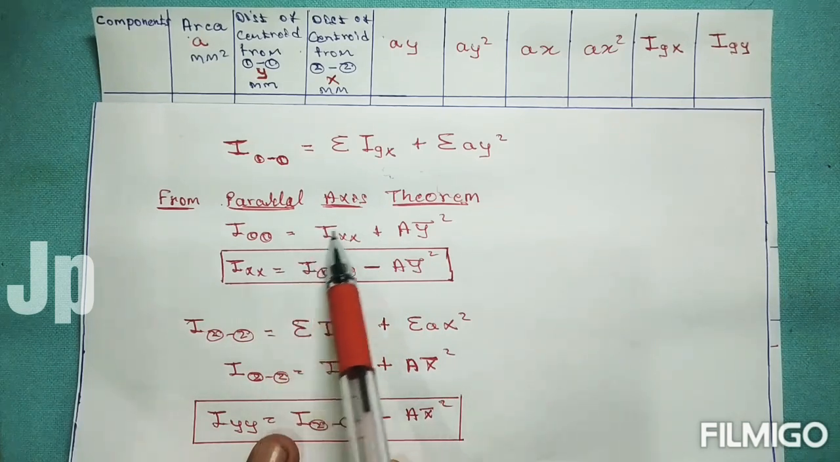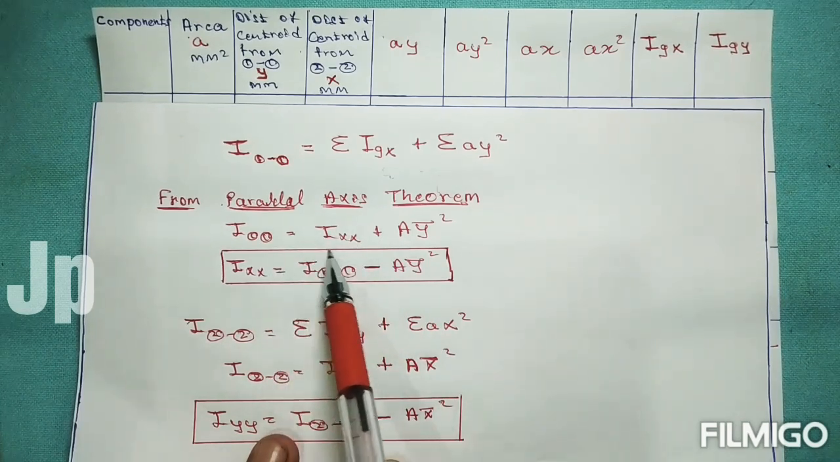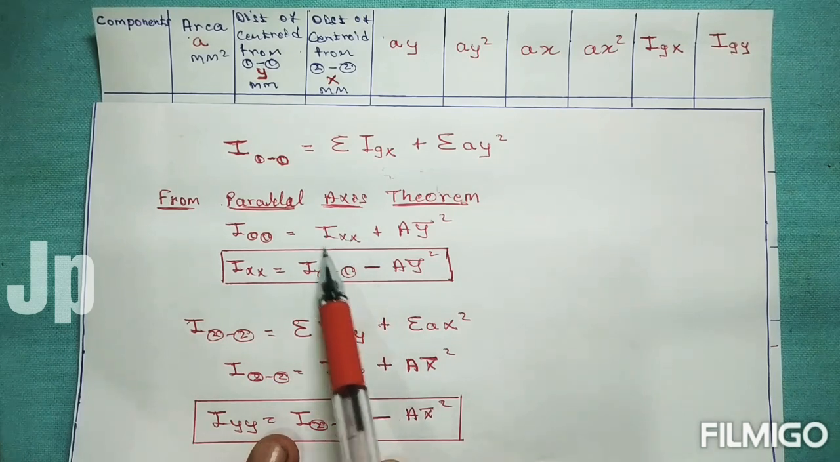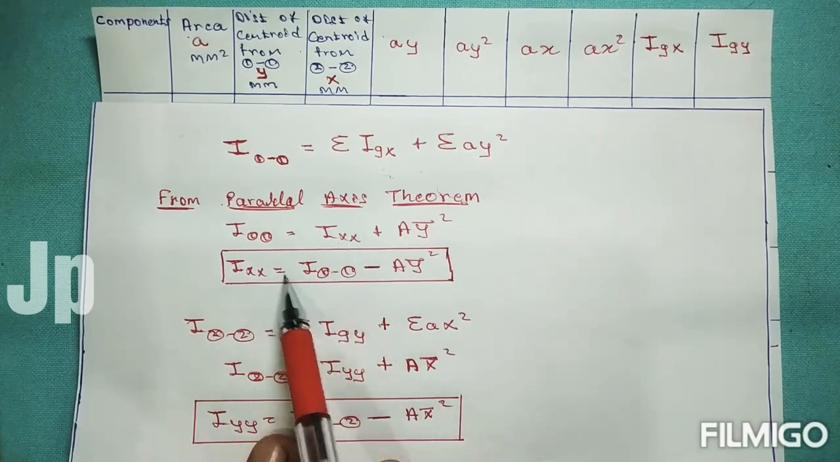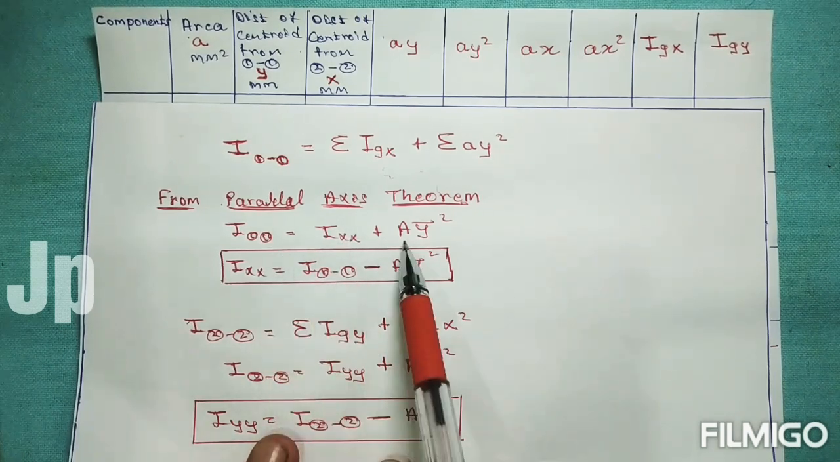I will make a small rearrangement here. Actually, I need this moment of inertia along the x-axis. So Ixx is equal to I11 minus A y bar square.